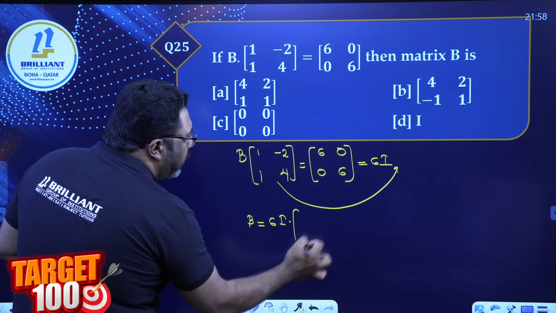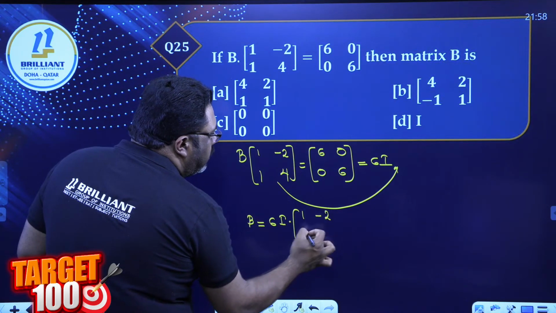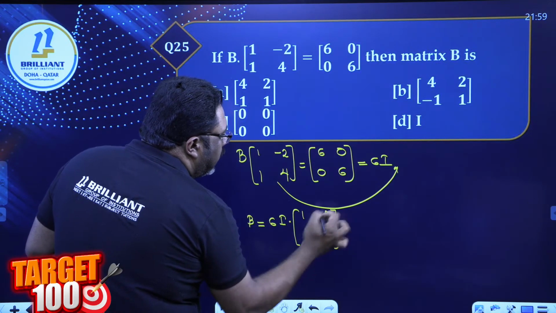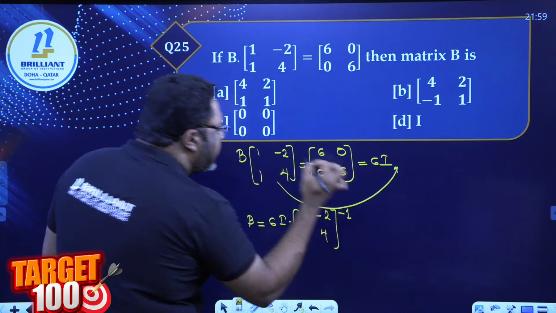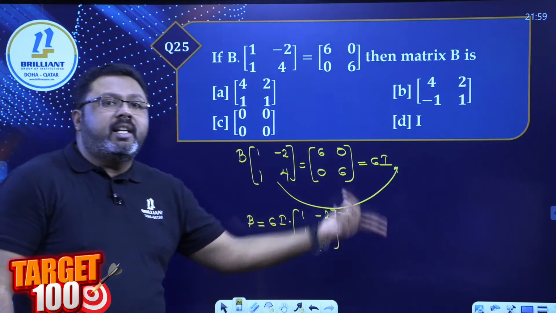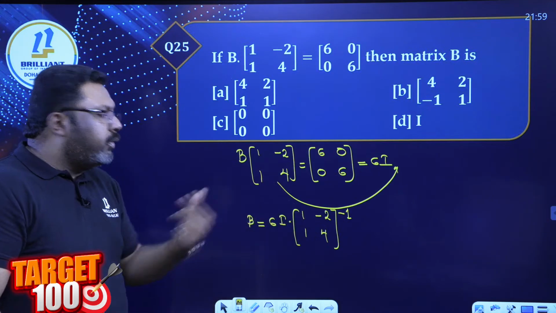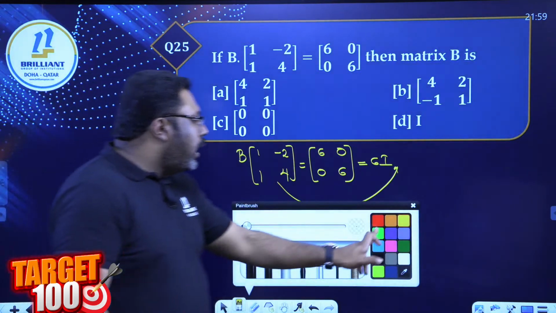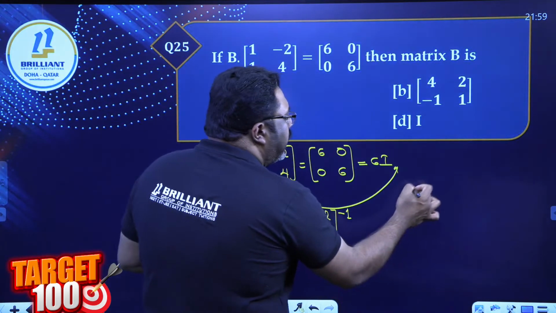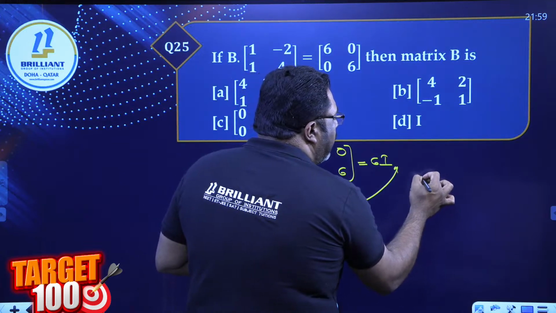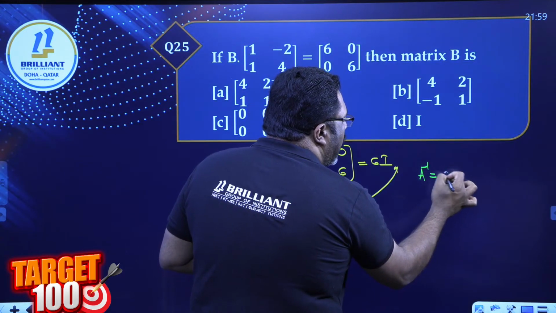6i is multiplied with 1 minus 2, 1, 4. Don't forget it's going to the other side, or it's like being inverted. The inverse of that matrix. What is the formula to find the inverse of a matrix?